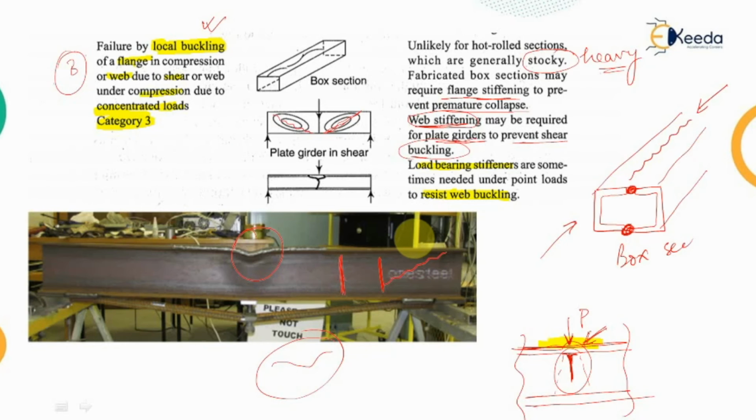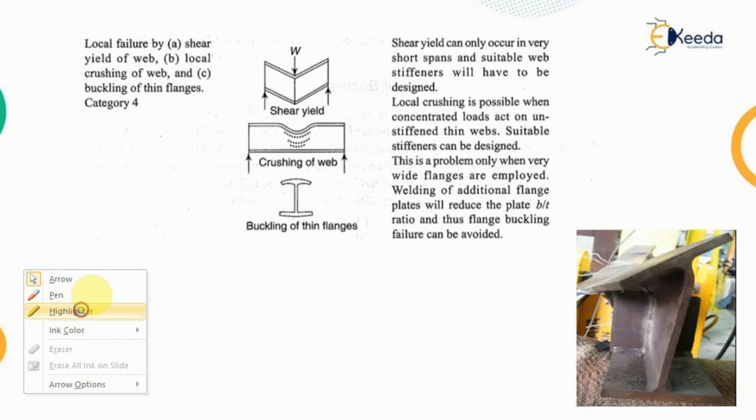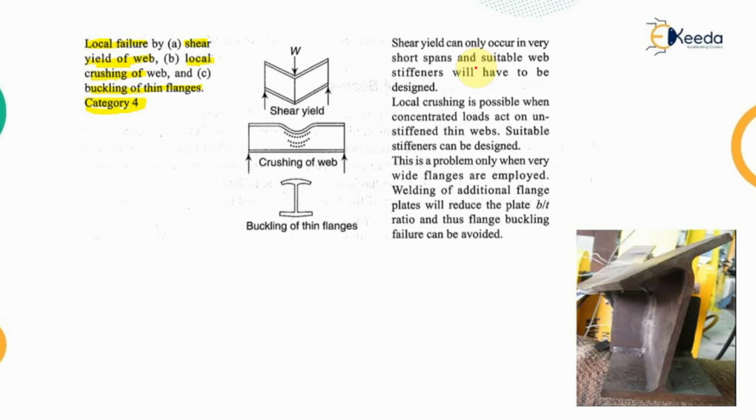Now the fourth criterion of failure is the local failure by shear yield of the web. That means the web may be yielding under the shear, or local crushing of the web because of the constant heavy load, or buckling of the thin flanges. If we are providing thin flanges, then all these types of failure fall under the fourth category of failure modes of the hot rolled steel sections. The shear yield can only occur in very short spans. In very long spans, lateral torsional buckling occurs, and in very short spans, shear yielding occurs.